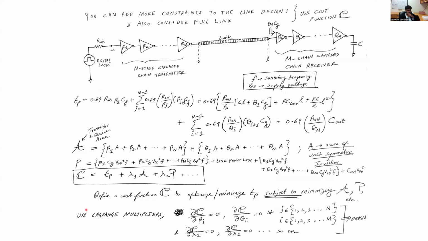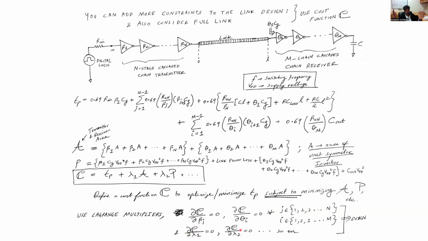So how would we mathematically represent this? If you use Lagrange multipliers, you have to take the partial derivative of this cost function with respect to all the design variables. The partial derivative with respect to beta j has to be 0, and with respect to theta j has to be 0. As well, in order to perform the Lagrange multiplier method of optimization, the partial derivative of the cost function with respect to the Lagrange multipliers must also be 0.